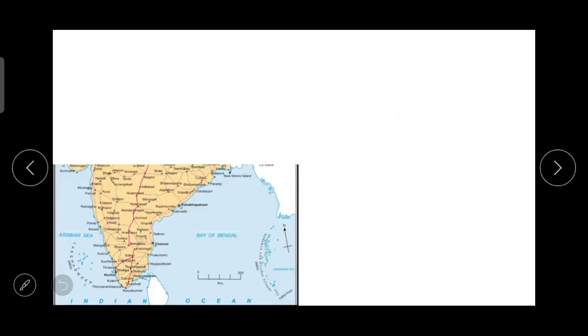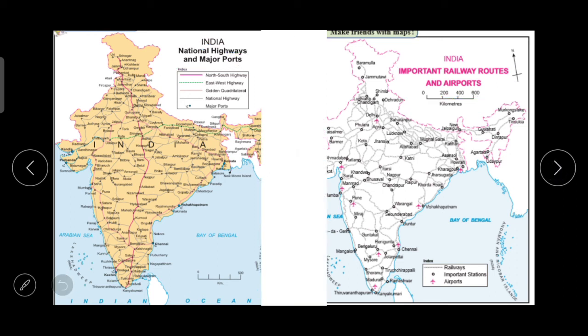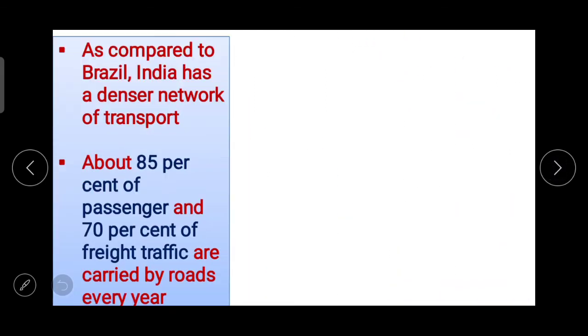So, go through these questions, try to write down the answers, and now here on the screen you can see both the figures, figure 9.10 and figure 9.11. In figure 9.10 you can see Indian national highways and major ports. Here in figure 9.11, important railway routes and airports. Now, in detail we will talk about India transport.